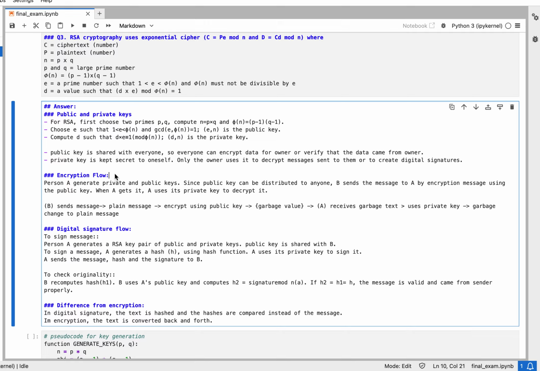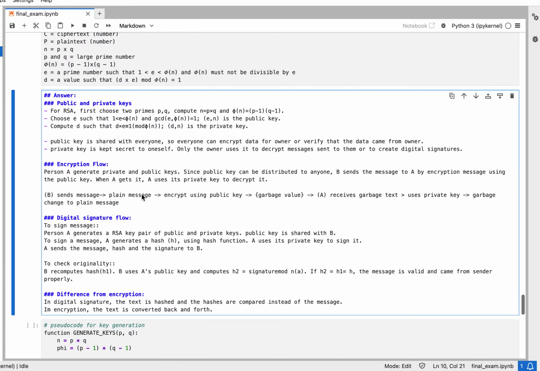Alice receives the message, which is in garbage form since it's encrypted. And Alice decrypts the garbage message using her own private key, which is private to her only. After decrypting using the private key, Alice can read the message, which is now in plain text. In this way, the encryption and decryption works, so that there is no tampering of messages in between.